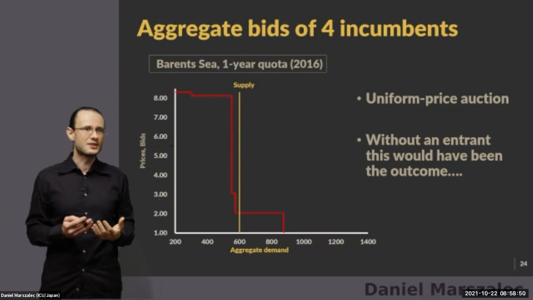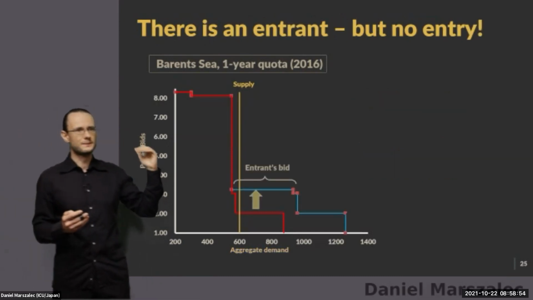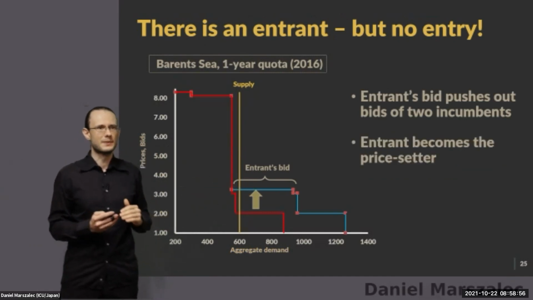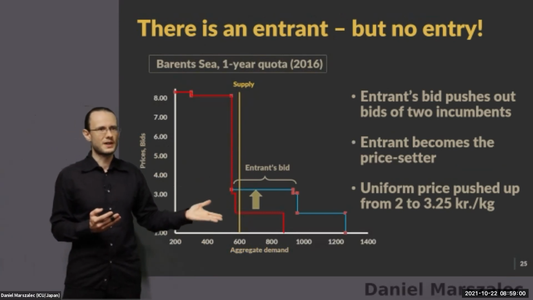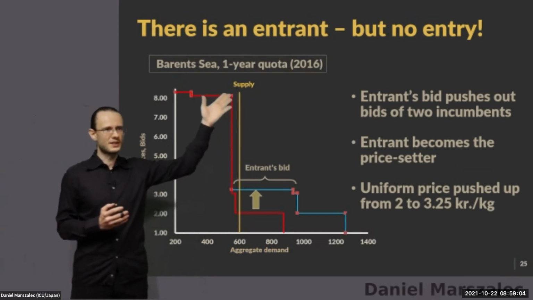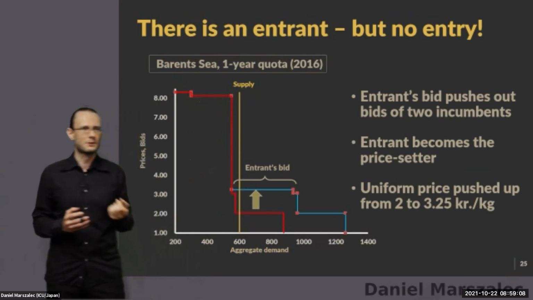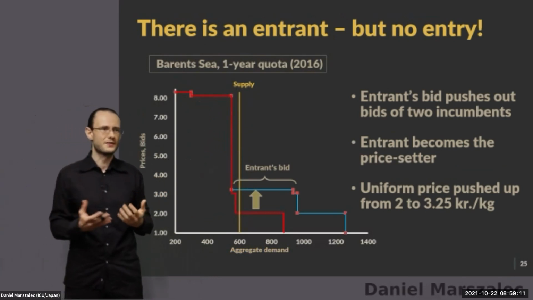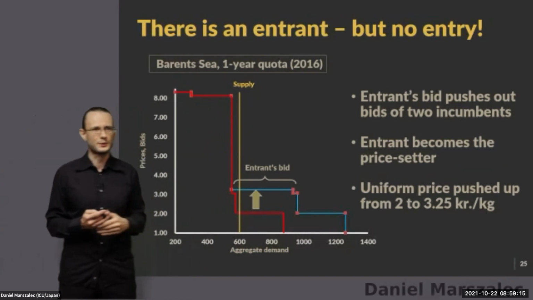So without an entrant, this would have been the outcome. There was, however, one entrant who pushed out 2 incumbent bids and became the price setter. So this inflated the market clearing price. However, the entrant, because this vertical part of the crank is so close to supply, only won a very small proportion, and that wasn't enough to make it a viable operation. So in fact, the entrant did not buy this quota.